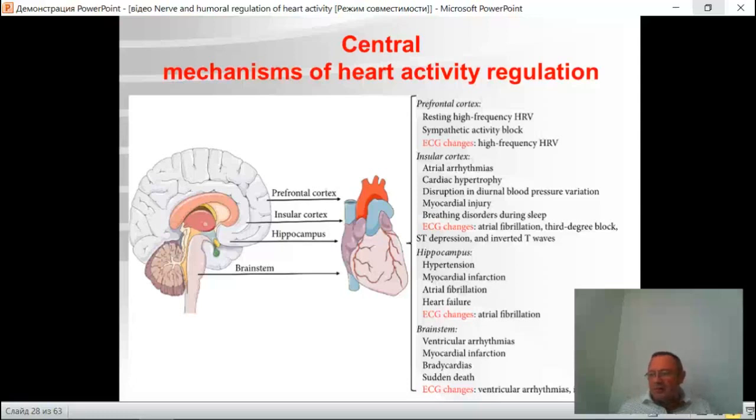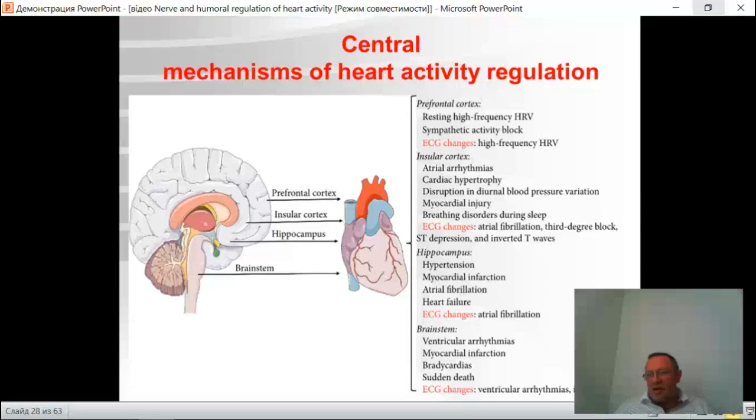Insular cortex has an effect during atrial arrhythmias, cardiac hypertrophy, disruption in diurnal blood pressure, myocardial injury, breathing disorders during sleep, and ECG changes like atrial fibrillation, depression of ST, and inverted T waves.